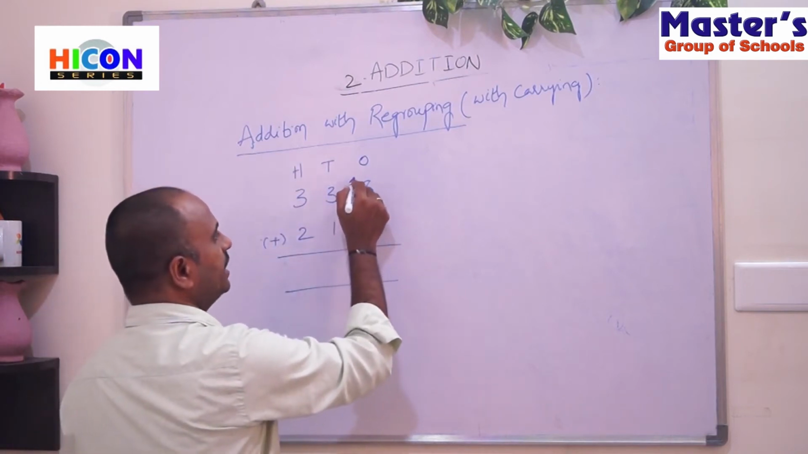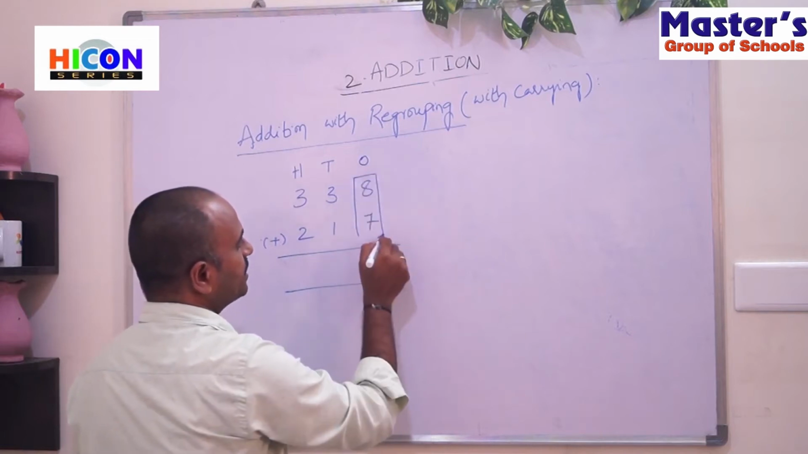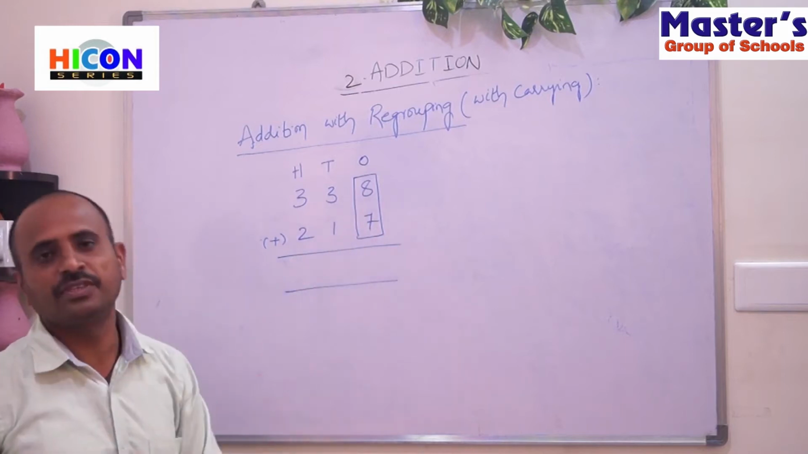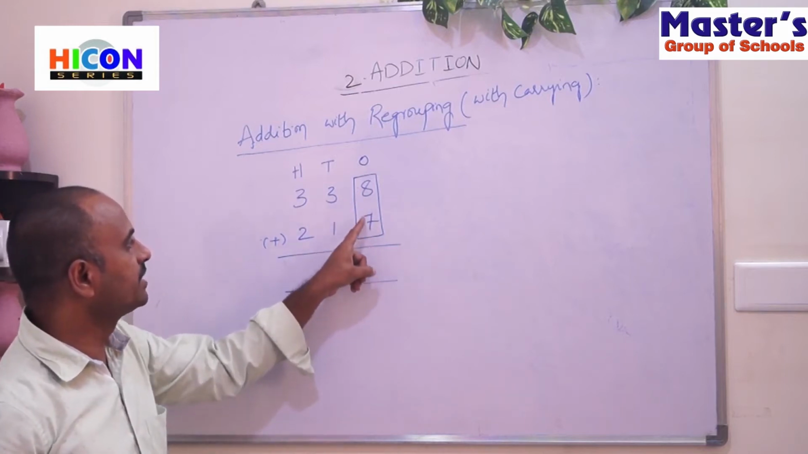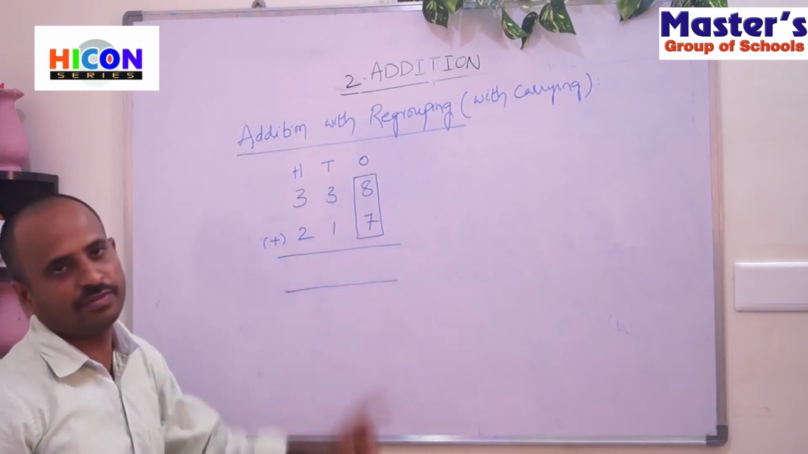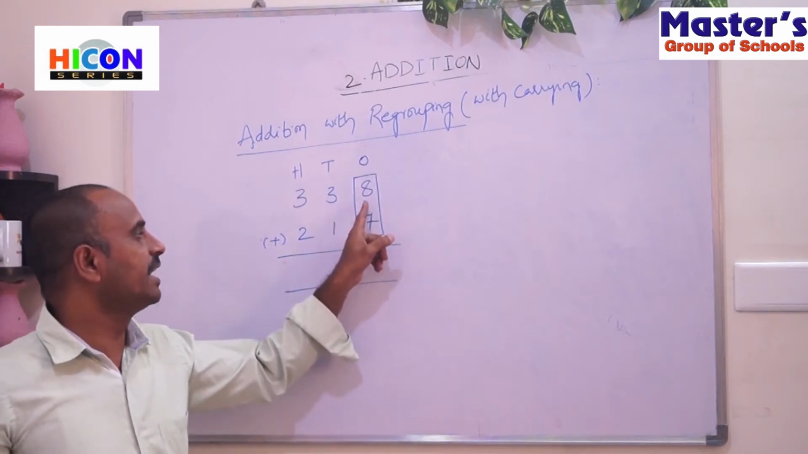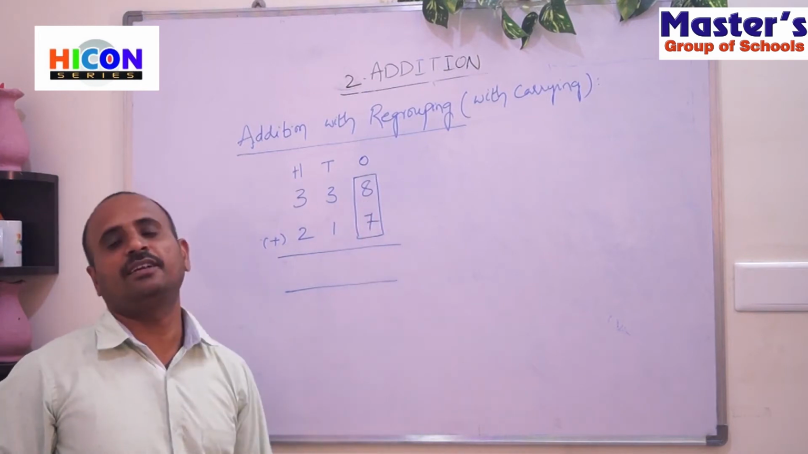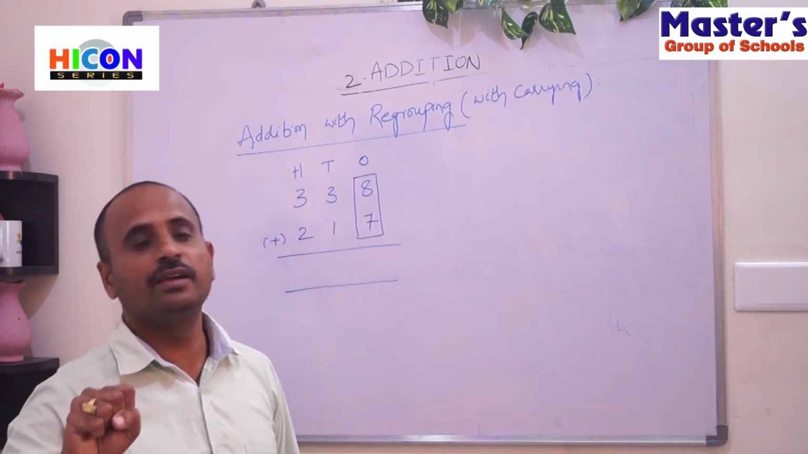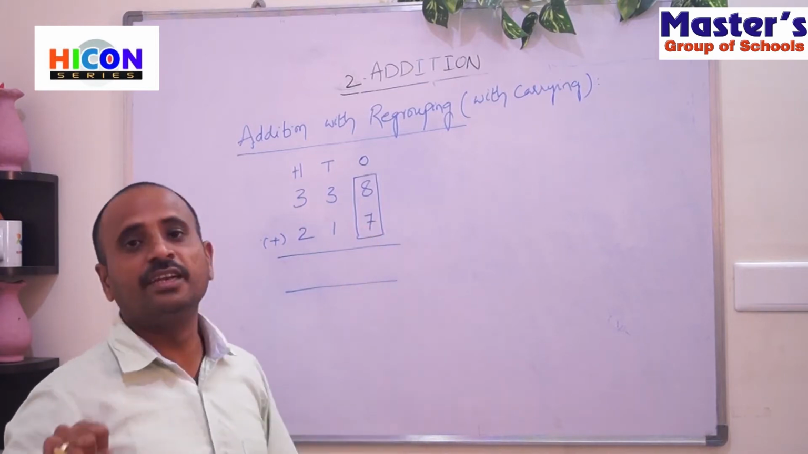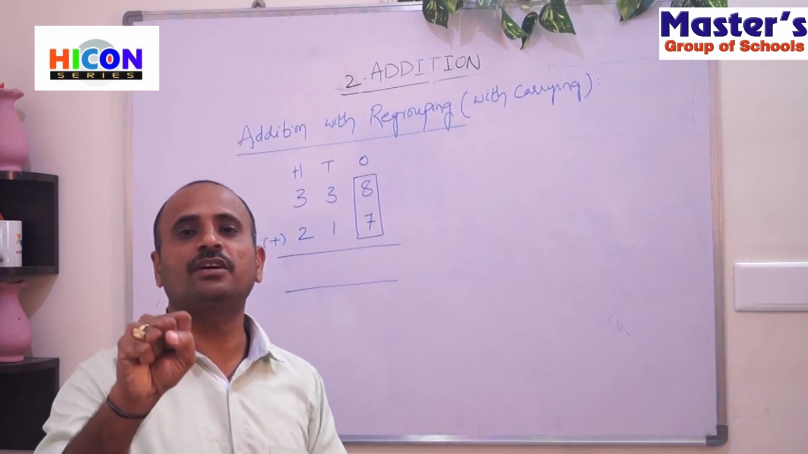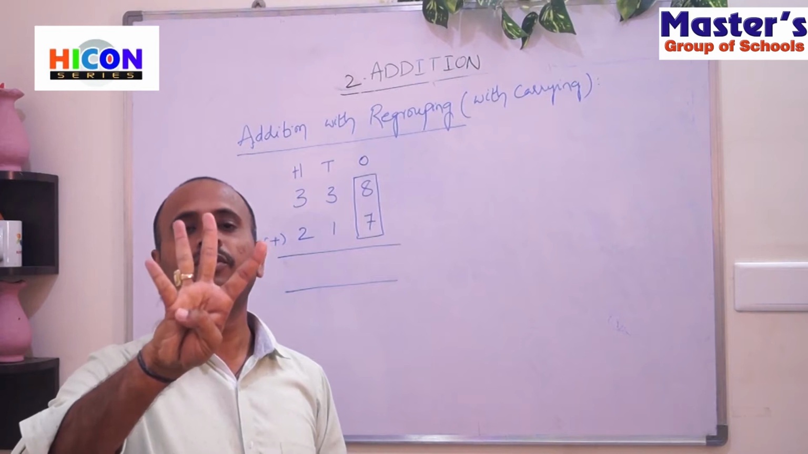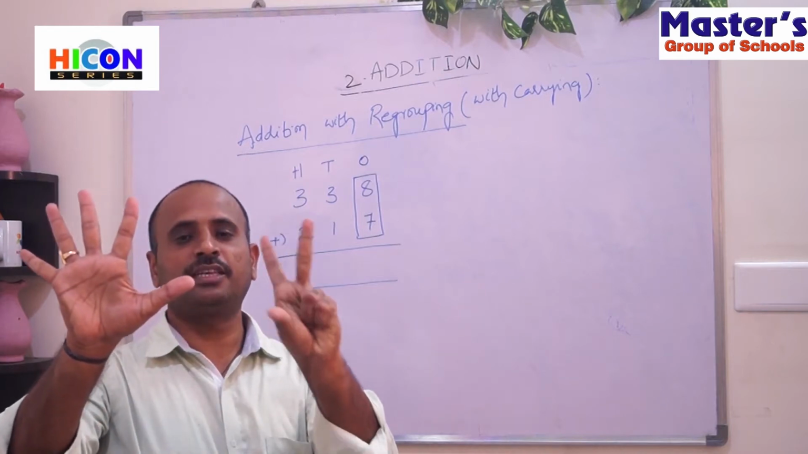Now let us add the digits present in the ones place first. The digits in the ones place are 8 and 7. The first digit is 8 and the second digit is 7. Lift the fingers of your hand equal to the second digit. Here the second digit is 7, so lift 7 fingers: 1, 2, 3, 4, 5, 6, 7.